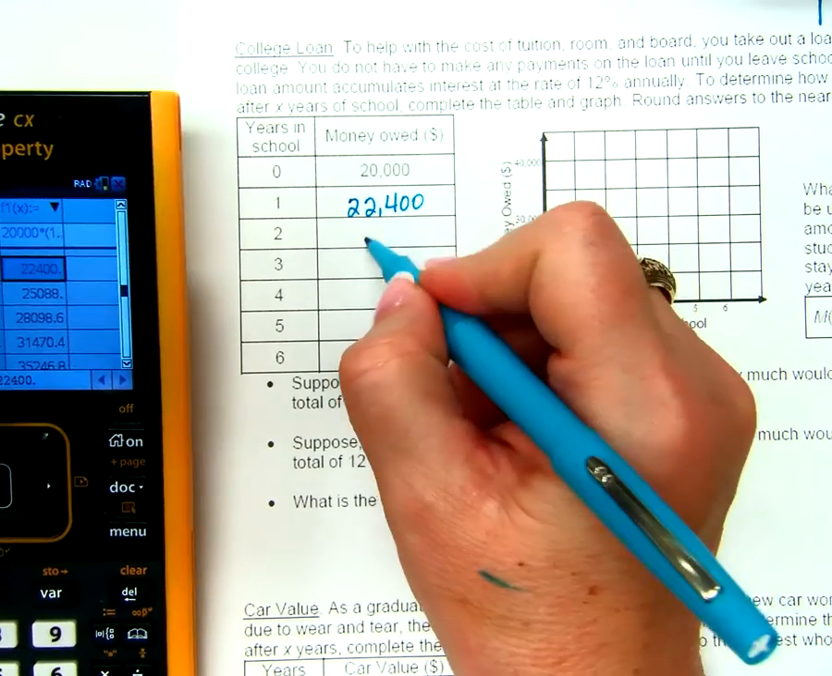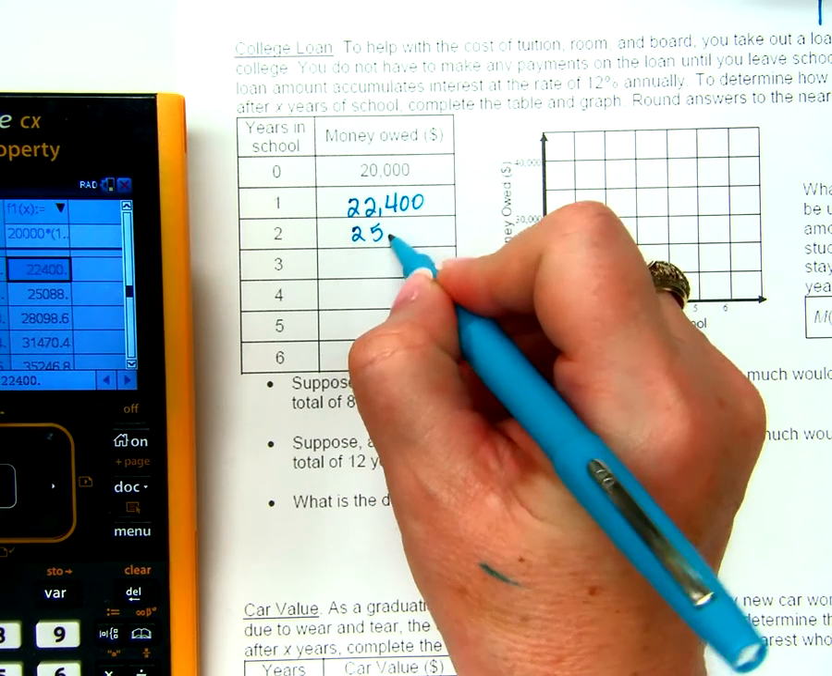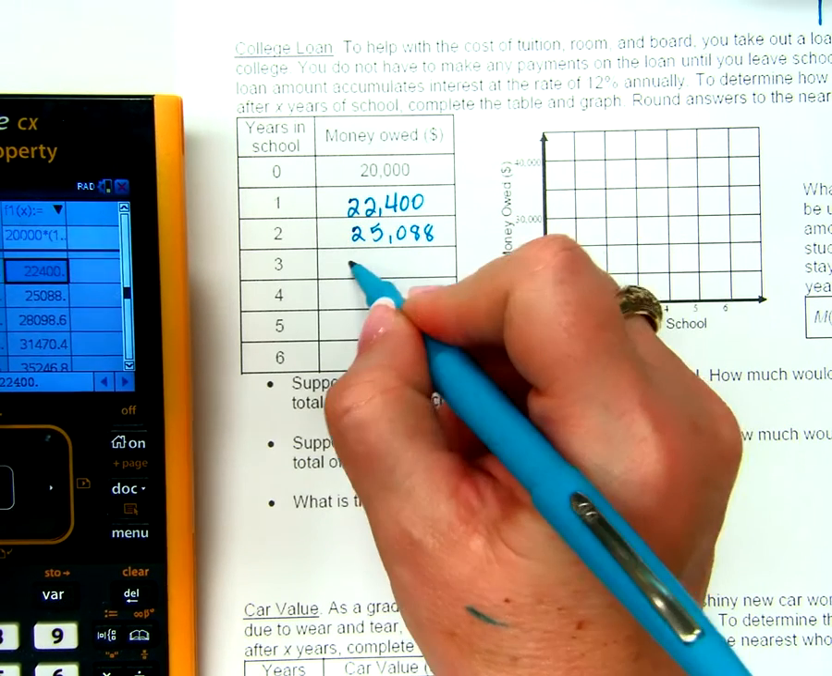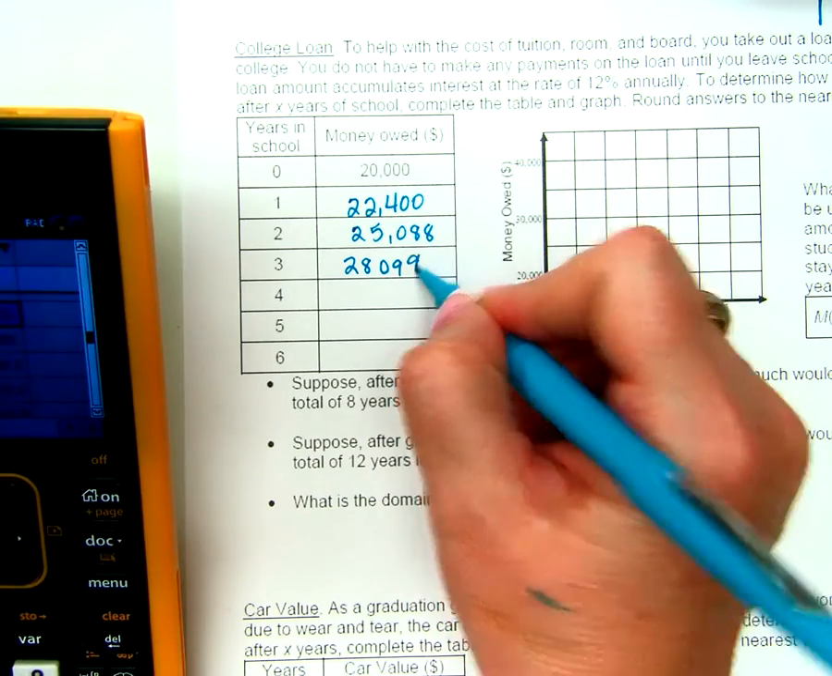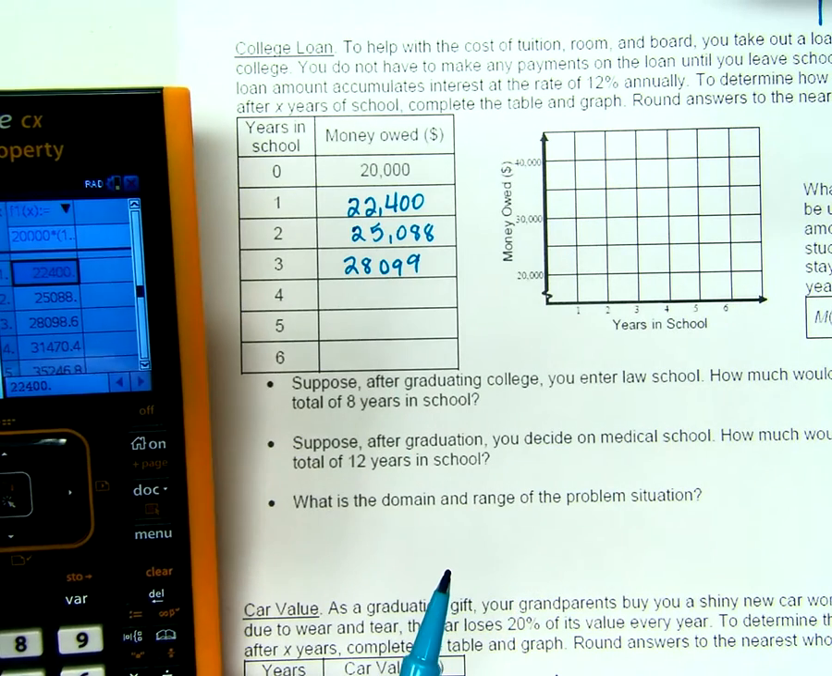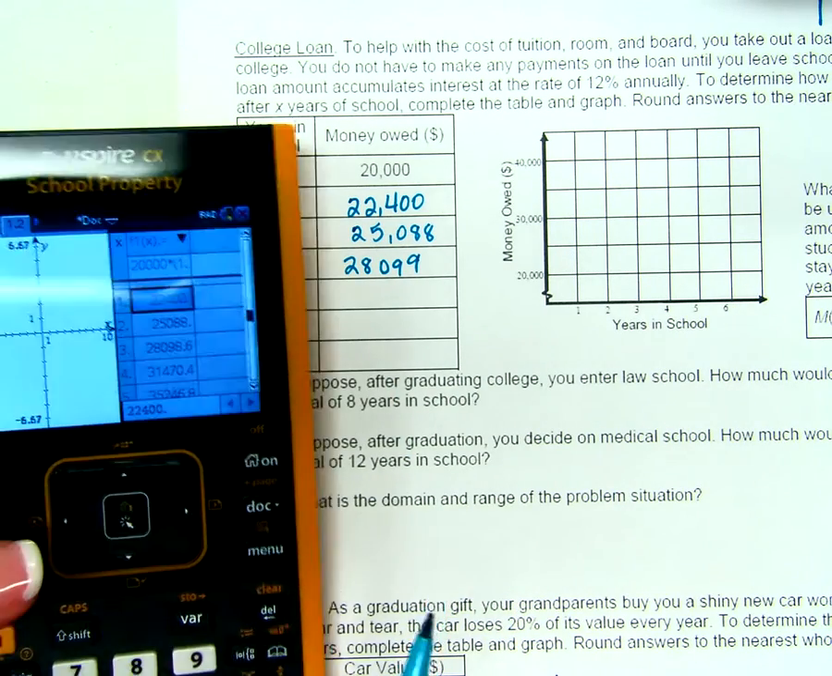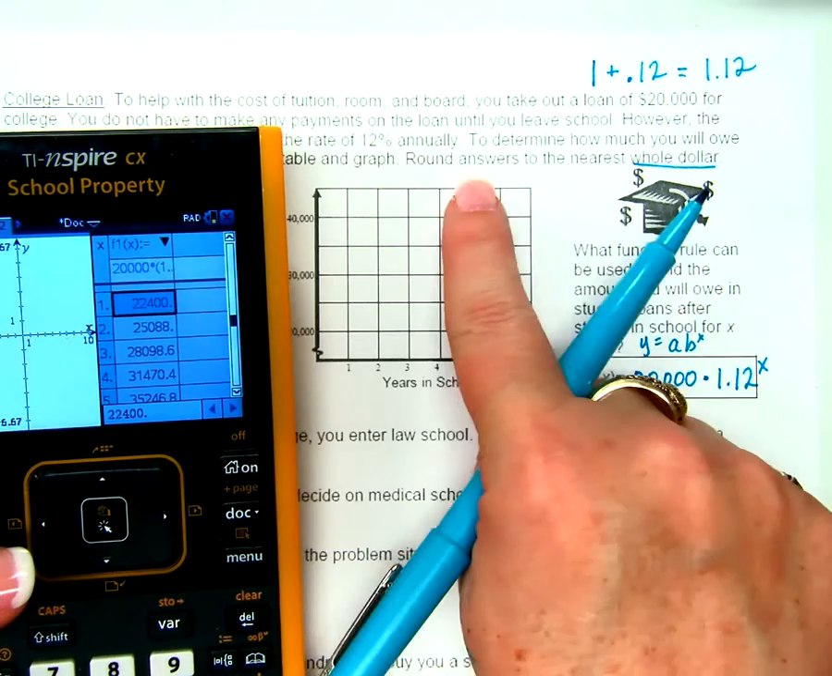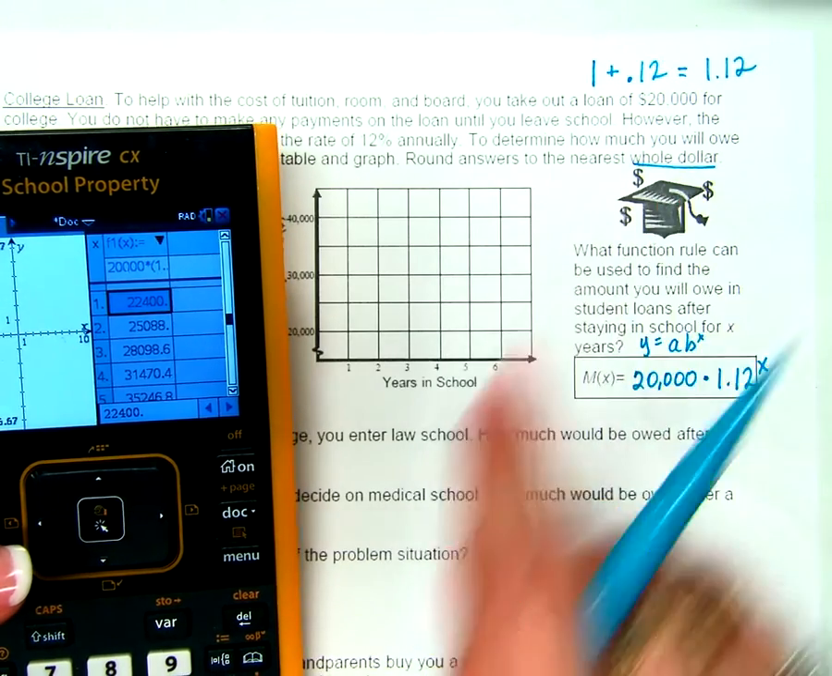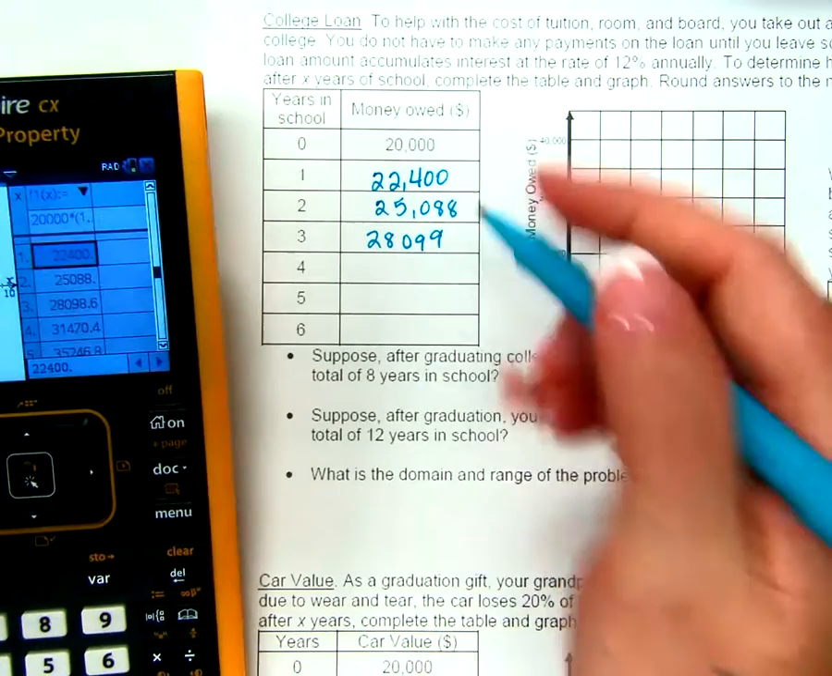22400, 25088, 28099. Do you agree with that? 28099. Look what it says though. But I also remember I'm running my answers to the whole dollar. Don't forget that.